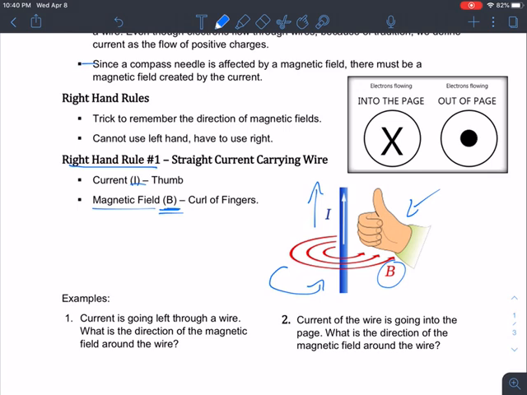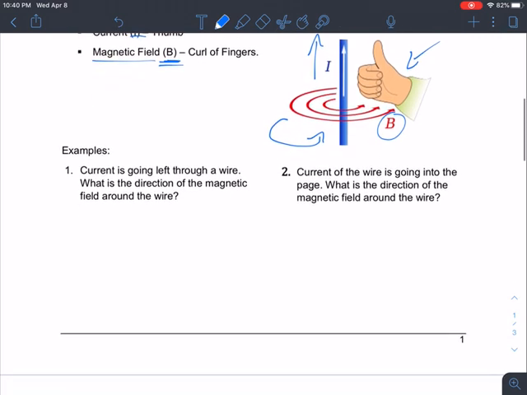So open up your hand. Put your thumb up. Okay? And start curling your fingers, and you'll see the way that they wrap around that imaginary wire. That's the way the magnetic field wraps around this imaginary wire, okay? And in real life, that's how it works, okay? So some quick examples of this.